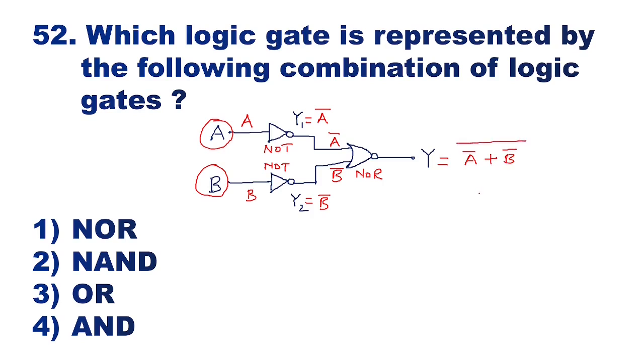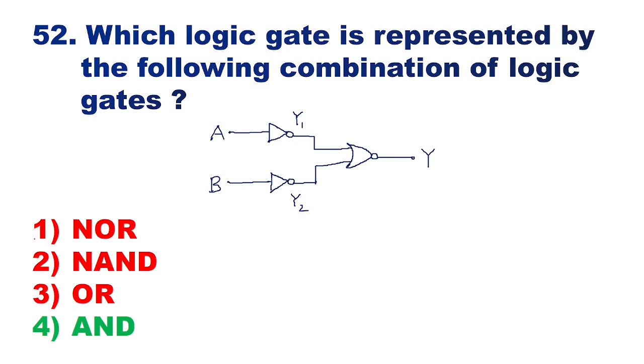Now this expression, if you match with De Morgan's theorem, we can see that the complement of the sum is the product of individual complements. So this can be written as A bar bar into B bar bar, which is nothing but A into B. So Y is equal to A into B, and A into B is the functional operation of an AND gate. Out of these 4 answers, the last answer, AND gate, is the correct one. So option 4 is the right answer.